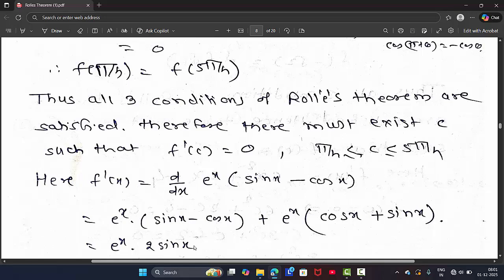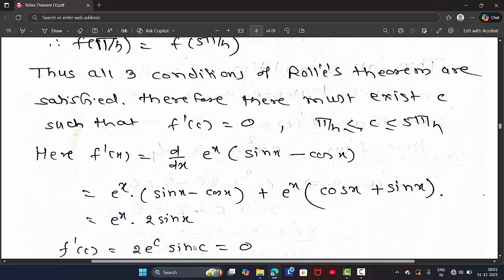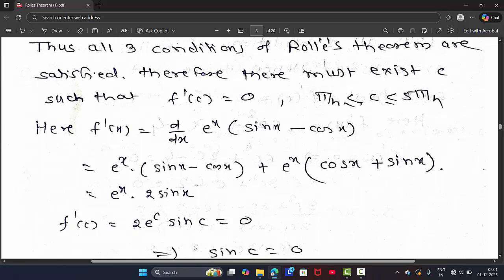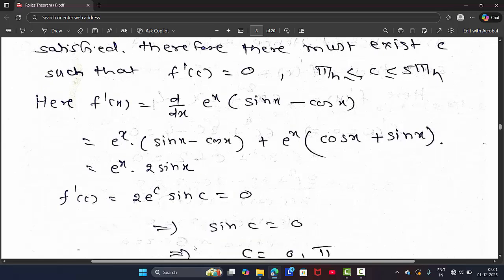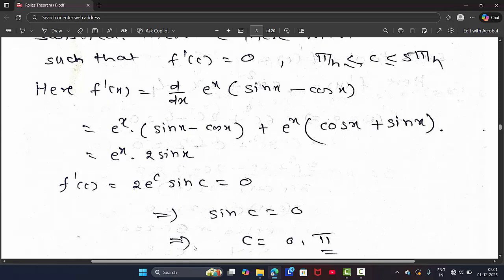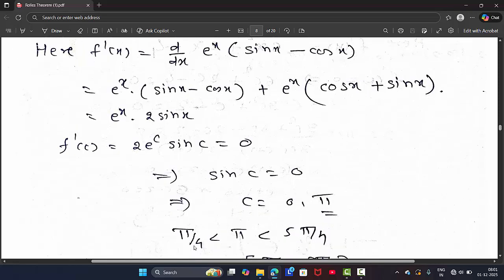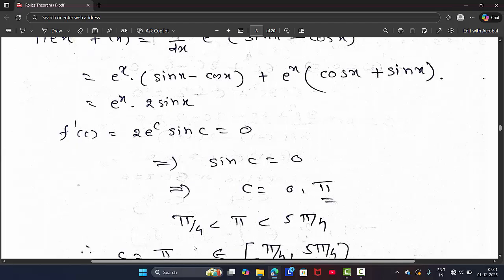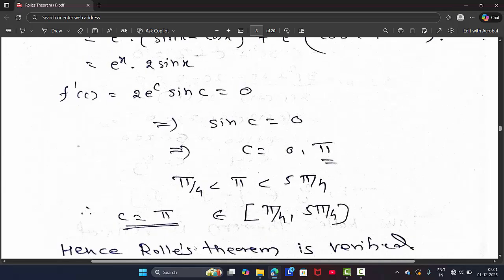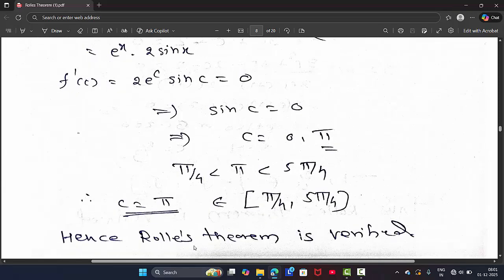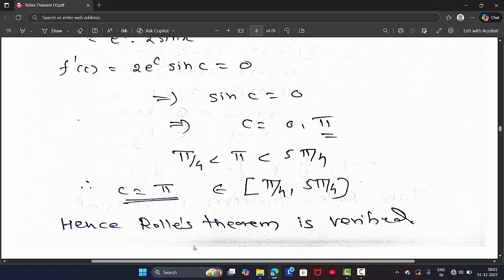If we simplify this term, we will get e^x into 2 sin x. f'(c) equal to 2 into e^c sin c equal to 0. Therefore, sin c equal to 0 and hence c equal to 0 and π. But the value π lies between π/4 to 5π/4. Hence, c equal to π belongs to the open interval (π/4, 5π/4). Hence, Rolle's theorem is verified.